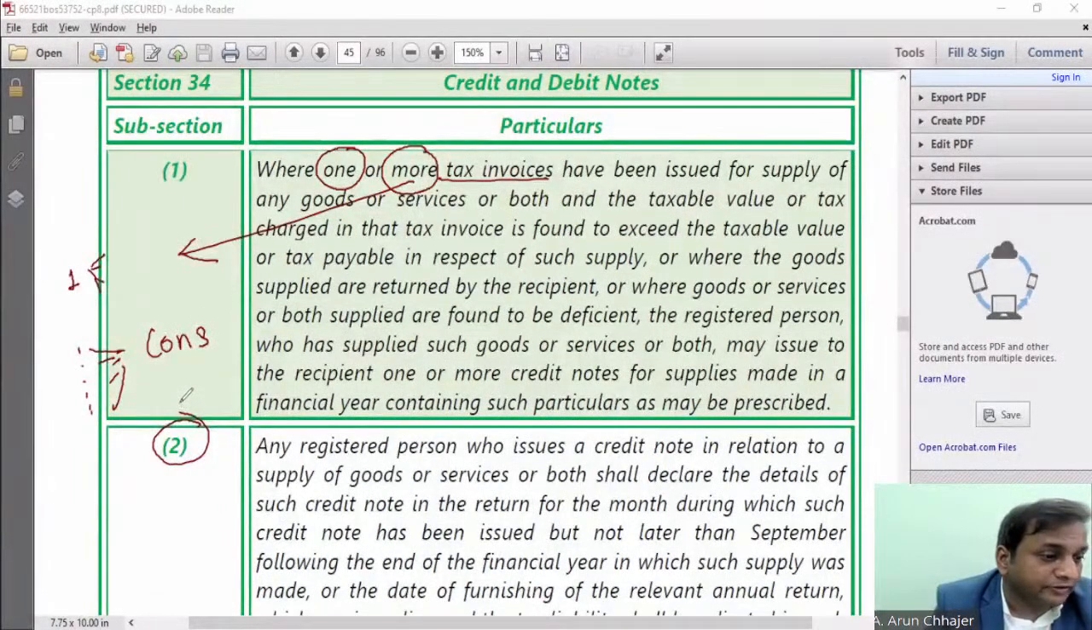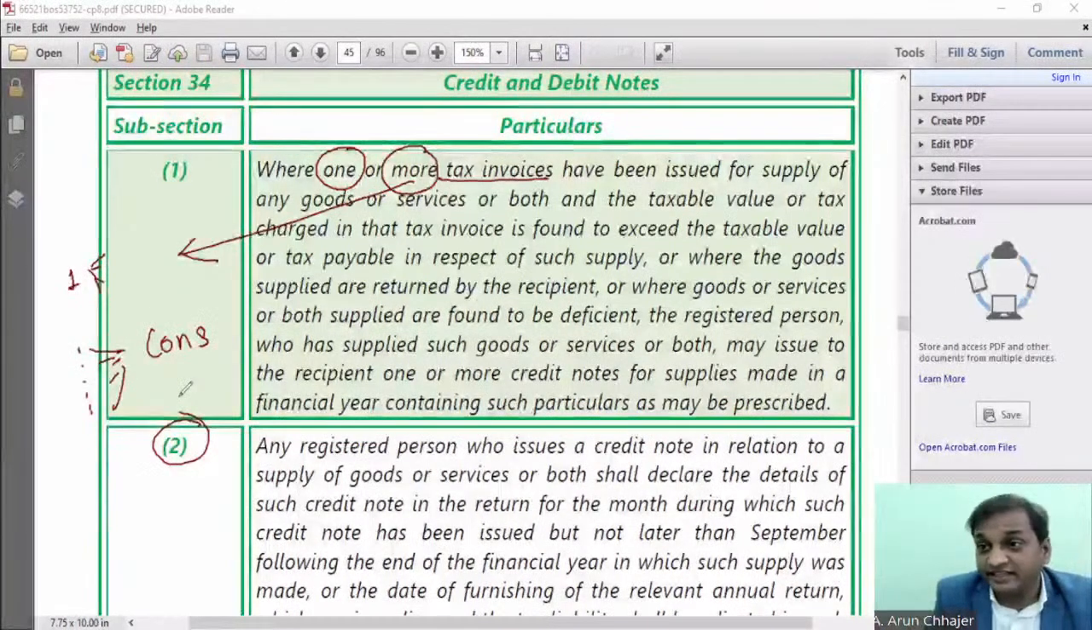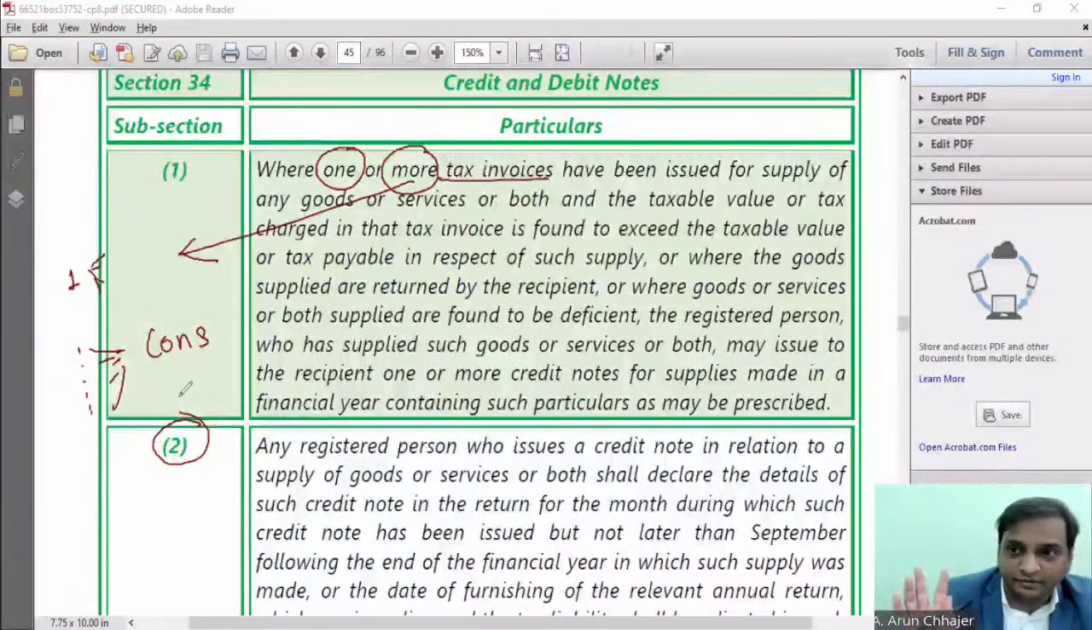Duly certified copy of the invoice means I will sign and stamp. Because for each delivery challan, I have to support the same. Invoice is only one, but I have to support each delivery challan. So I will make a Xerox and sign and stamp it, saying that it is duly certified.